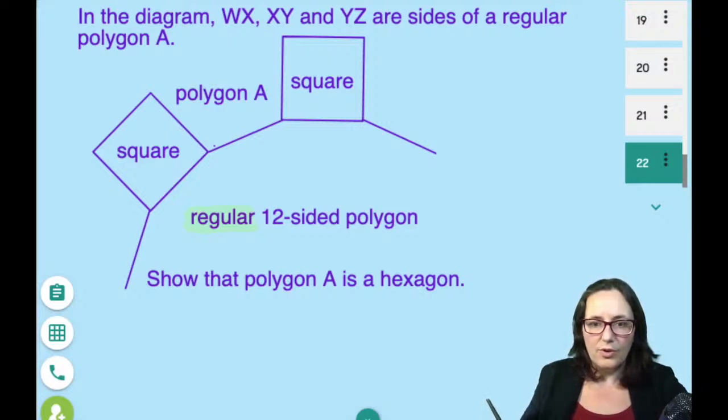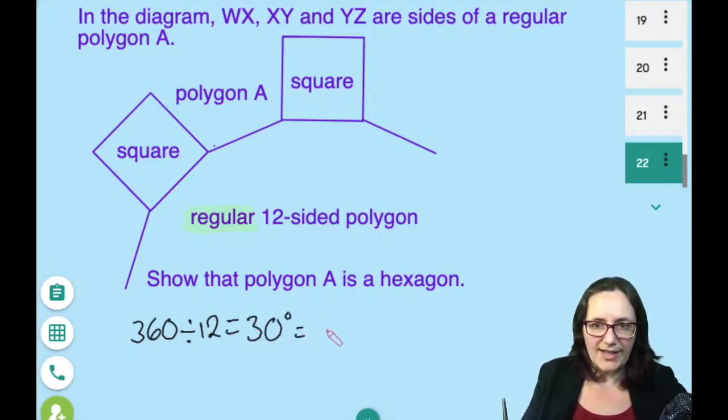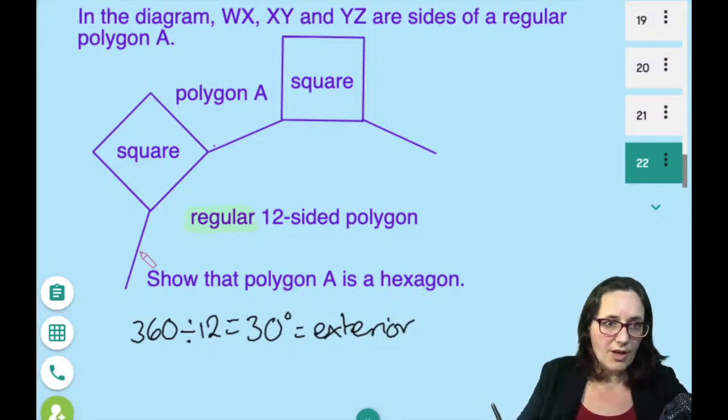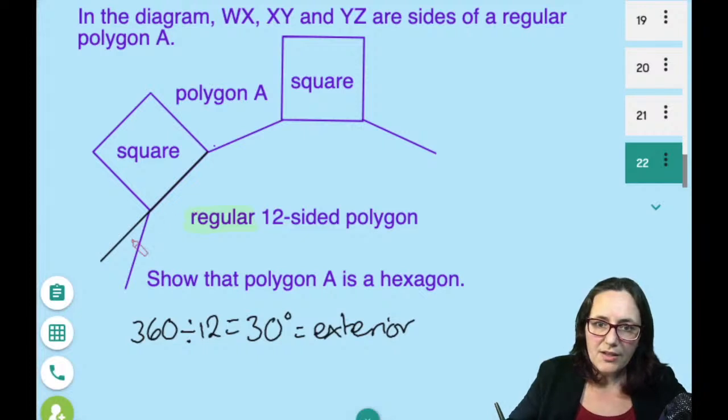So first of all, what I'm going to do is 360 divided by 12 is 30 degrees, and that is going to be the exterior angle of this 12-sided polygon. Now we know that interior and exterior angles are going to add up to 180 degrees because they're on a straight line. If I just mark on the exterior for you, an exterior angle is what happens if you take the side, one of the sides, and extend it beyond the corner. So it would just go to there. So this is the 30-degree angle that I've just calculated.